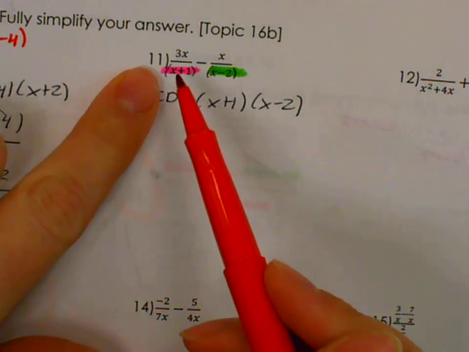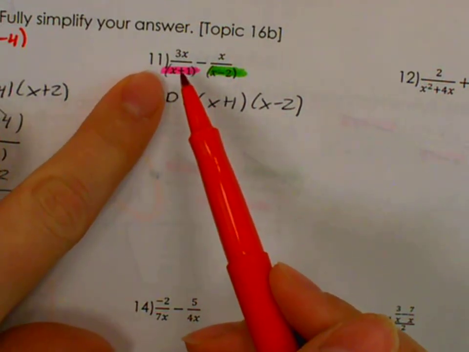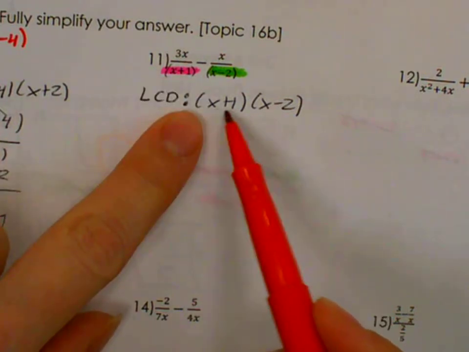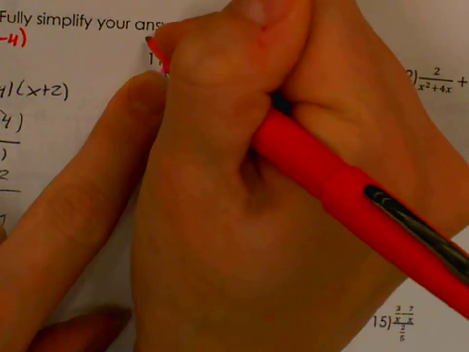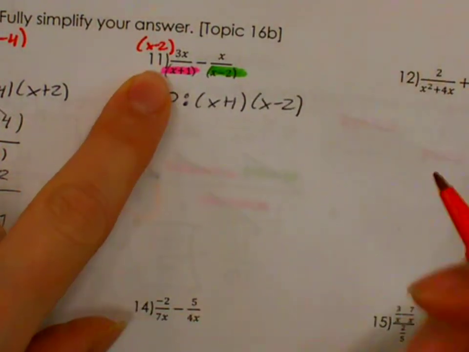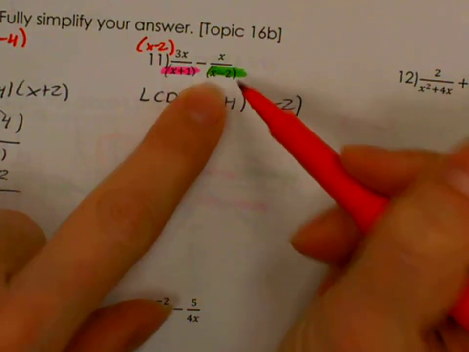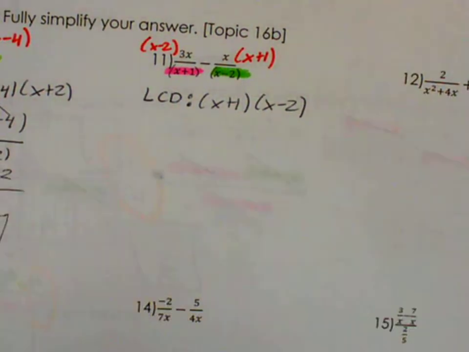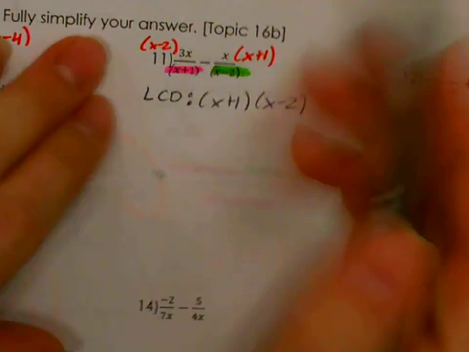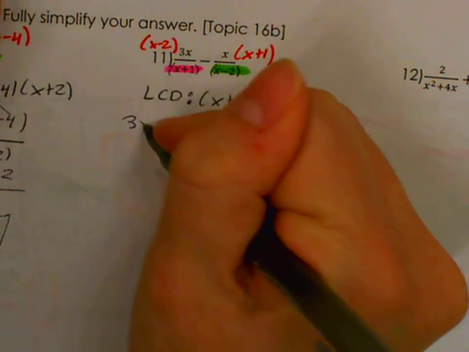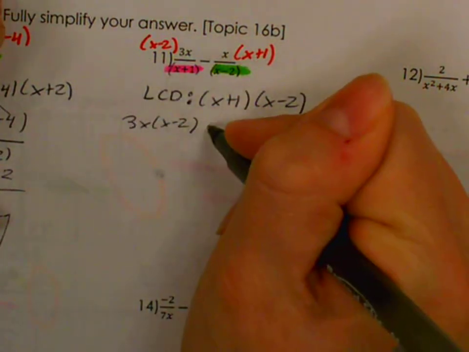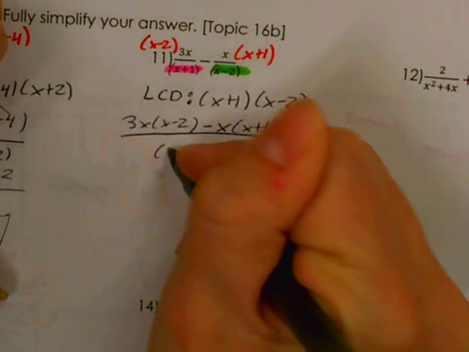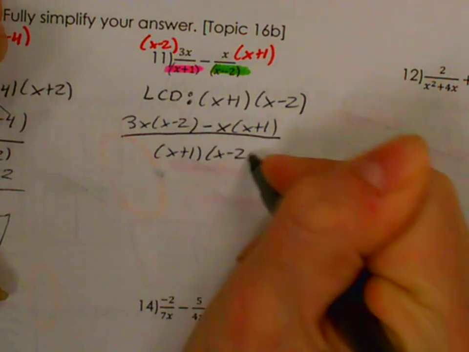Now I'm going to look at each fraction and see what I'm missing, because that's going to decide what I multiply by the numerator. So x plus 1, okay, I have the x plus 1, I'm missing the x minus 2. So on this first fraction, I need to multiply by x minus 2. The second one, I have the x minus 2, I'm missing the x plus 1. So I need to multiply times x plus 1. So now I'm going to multiply. I've got 3x times (x minus 2) minus x times (x plus 1) all over my least common denominator of (x plus 1)(x minus 2).